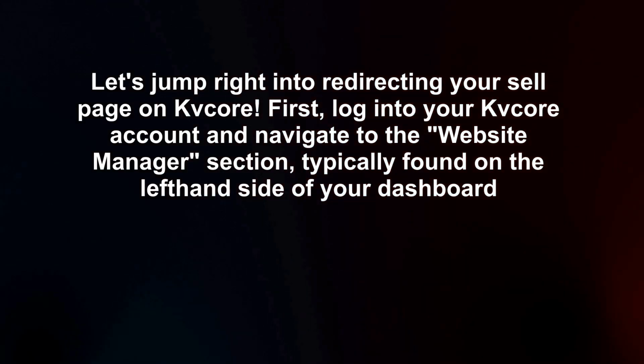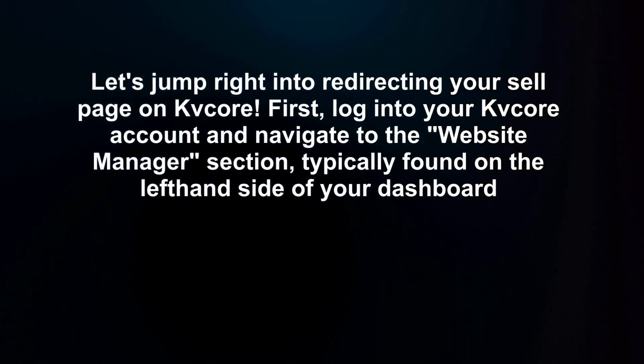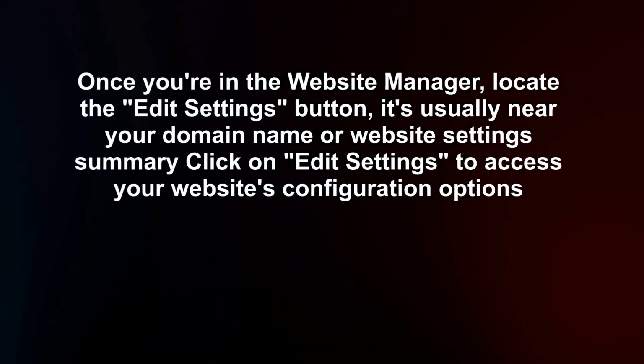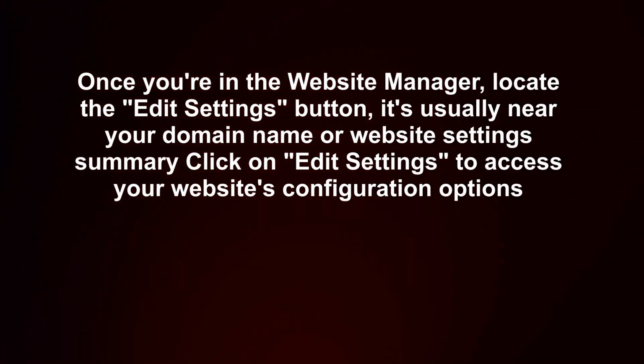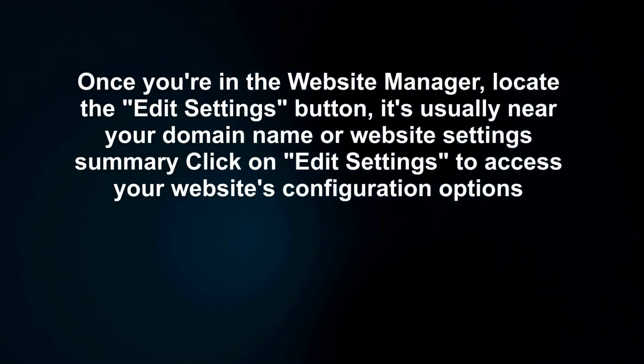First, log into your Kvcore account and navigate to the Website Manager section, typically found on the left-hand side of your dashboard. Once you're in the Website Manager, locate the Edit Settings button. It's usually near your domain name or website settings summary. Click on Edit Settings to access your website's configuration options.